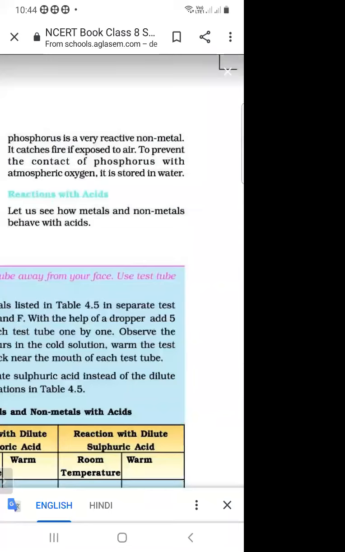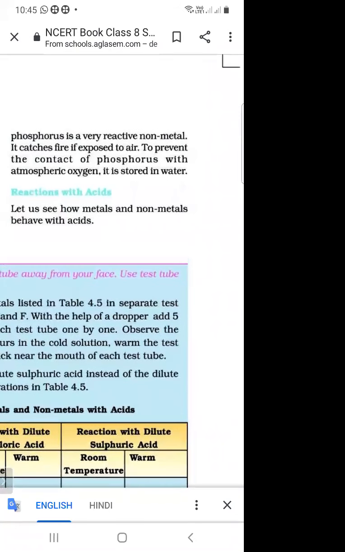So when we keep phosphorus in the air, it catches fire. To prevent the contact of phosphorus with atmospheric oxygen, it is stored in water. So we keep the phosphorus in water. The question is, why do we store phosphorus in water?